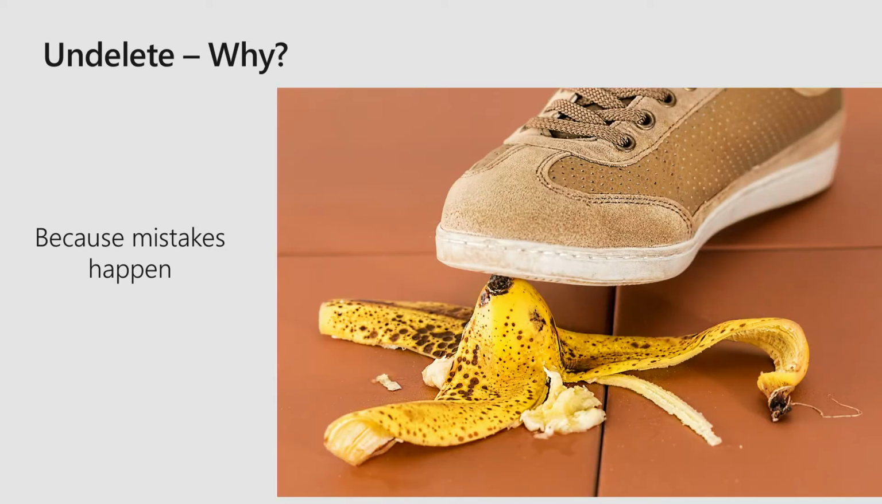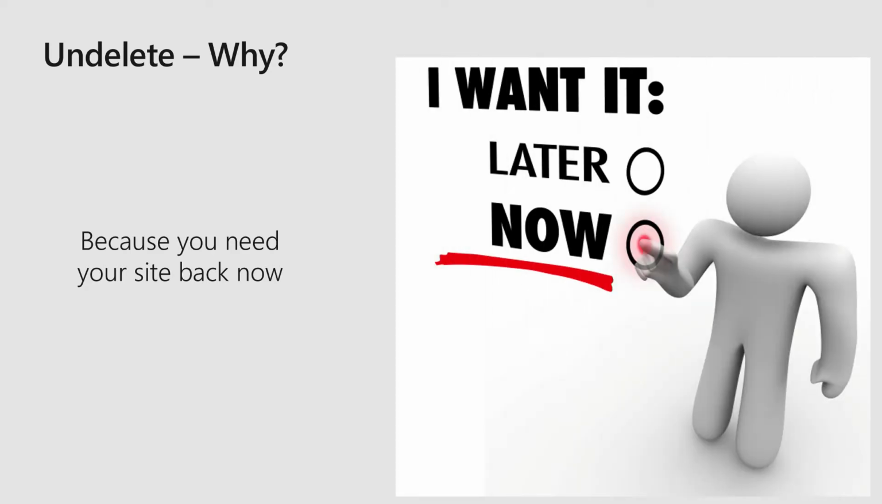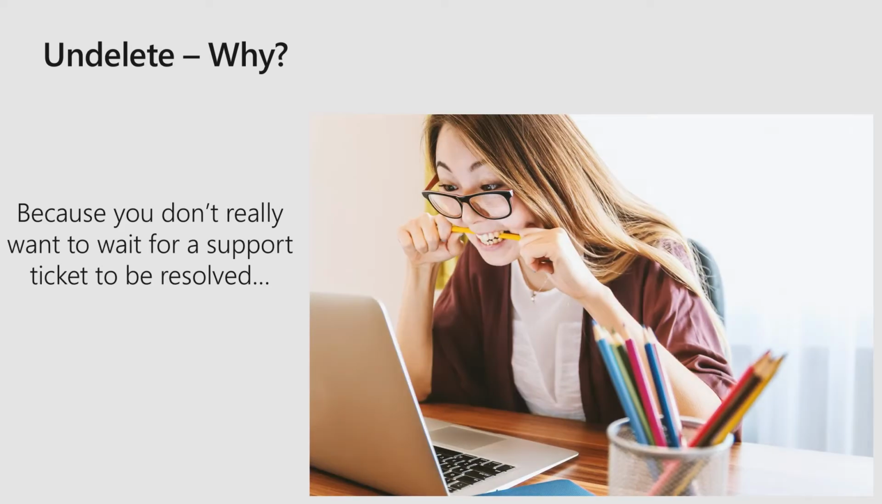So first of all, why are we even going into this undelete process? Mistakes always happen. Everyone steps on a banana peel every once in a while. Everyone makes mistakes in code. No one's perfect. And we do need that site name back right now because we need to be able to continue working on our development. Our customers need their app back. Our developers need their integration sites and so on. And no one really wants to sit around waiting for a support ticket to be resolved because we just don't have that time. We'll talk a bit in a second about what we actually had to do until now to get that resolved.